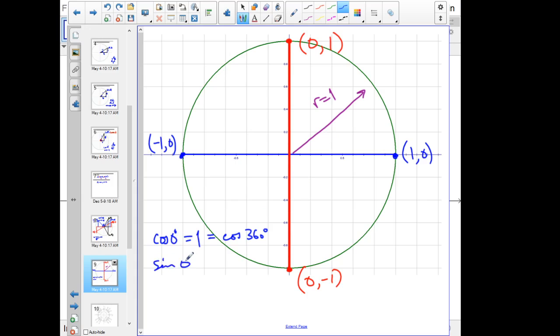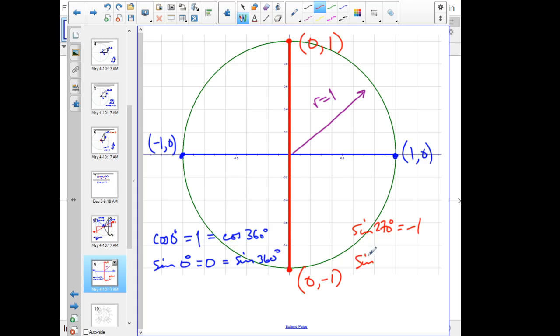The sine of 0 degrees is equal to 0, and of course, that's the same as the sine of 360 degrees. And I could do that for any one of these. For example, let's just pick one at random: what is the sine of 270 degrees? Well, 270 degrees is down here on the negative y-axis. The sine is the y-coordinate of that point on the unit circle, so the sine of 270 degrees is negative 1.